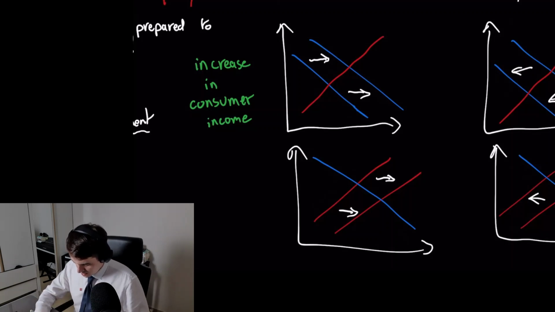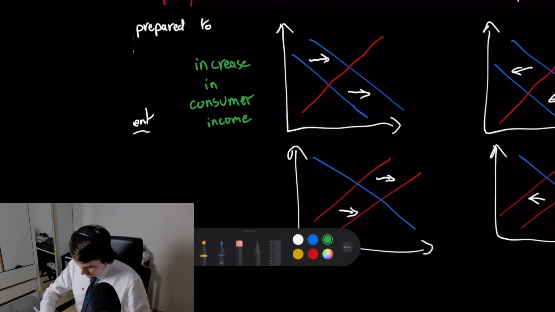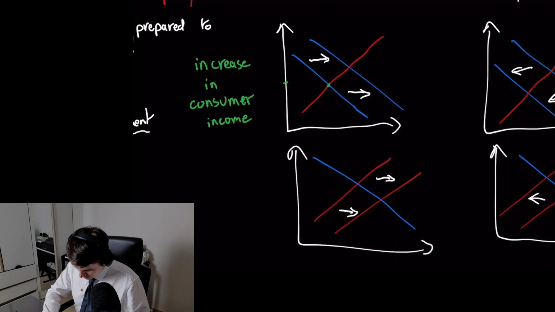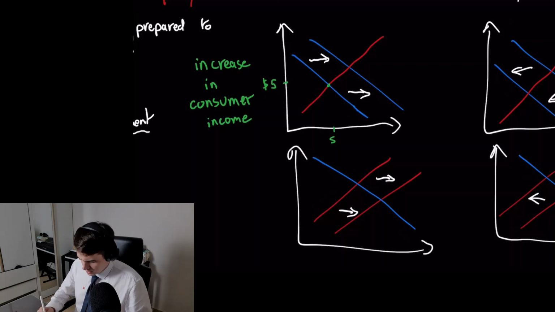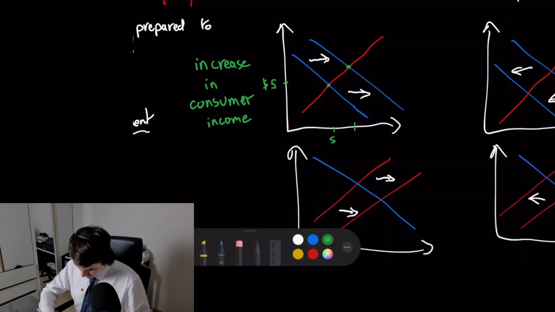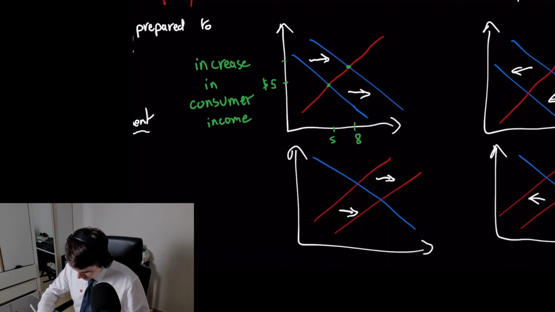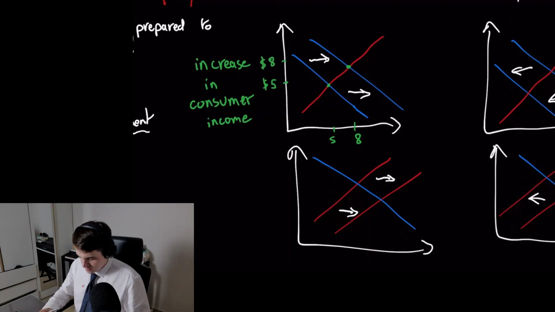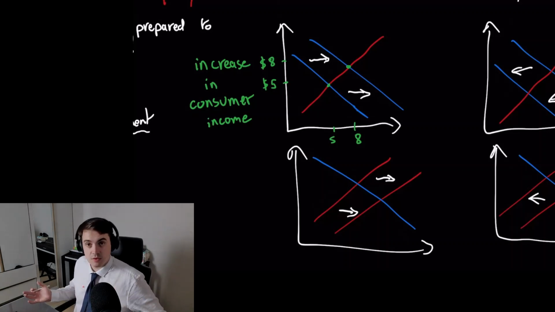They will have more money to spend. So now the equilibrium used to be here before. So it was $5 for 5 units. Now it's going to be both higher. 8 quantity and $8. Okay? Because they will spend more and the suppliers will just take advantage of it and produce more of it.